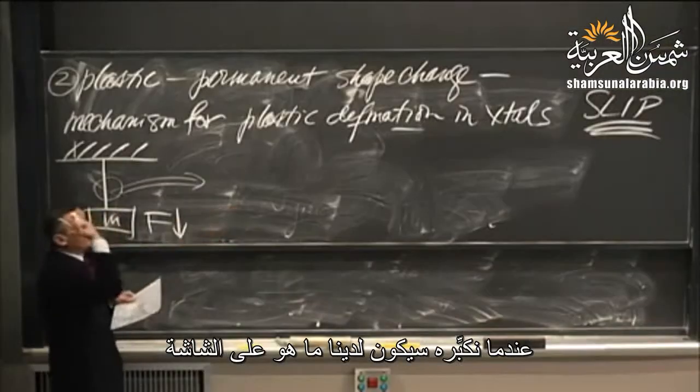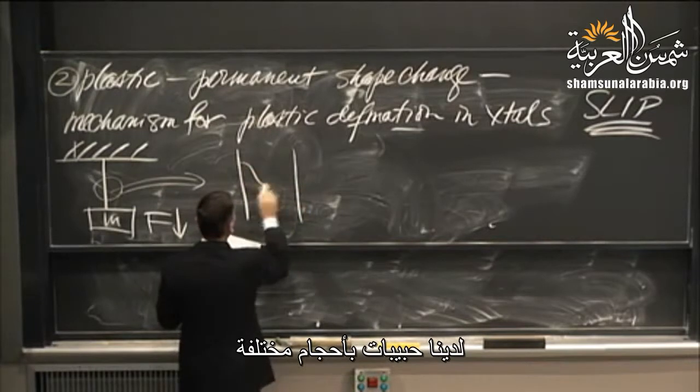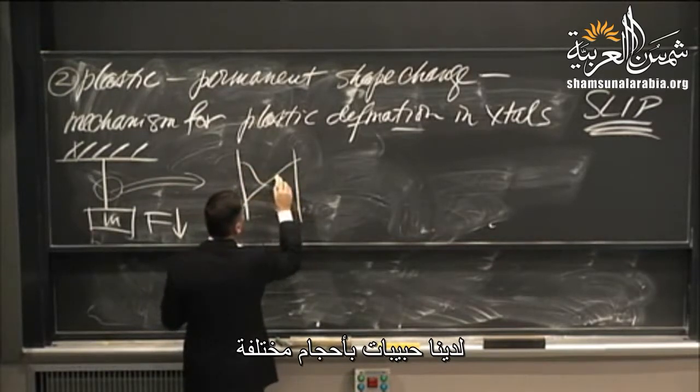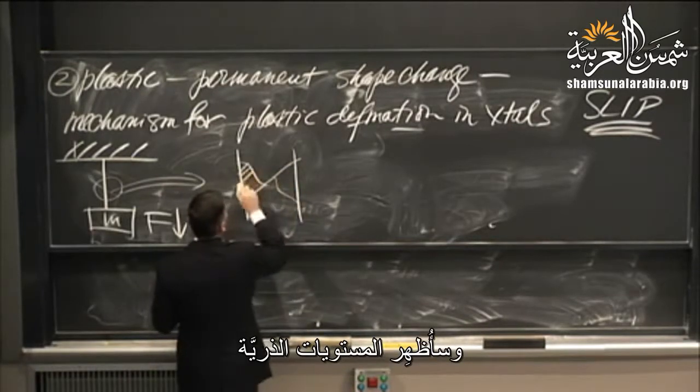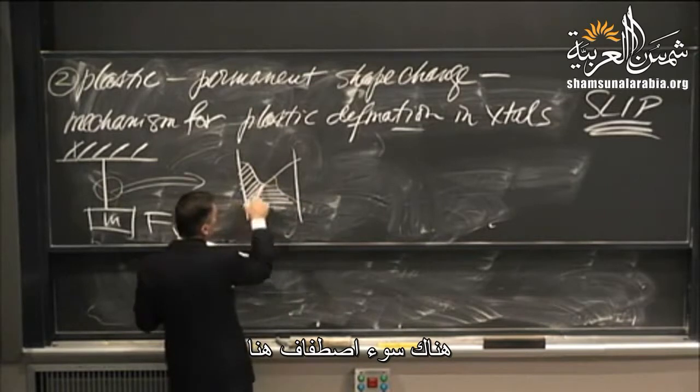When we blow it up, we have what's on the screen. We have grains of different size, and I'm just going to show atomic planes. And that's why we have grains, right? Because the atomic planes don't line up. There's a misregistry along here.